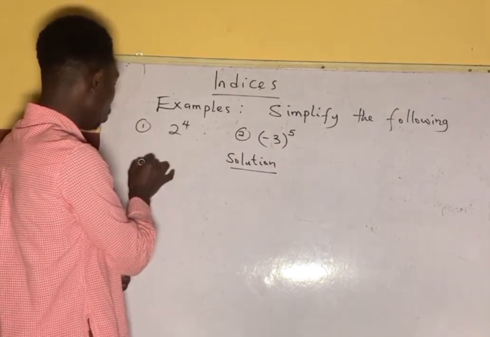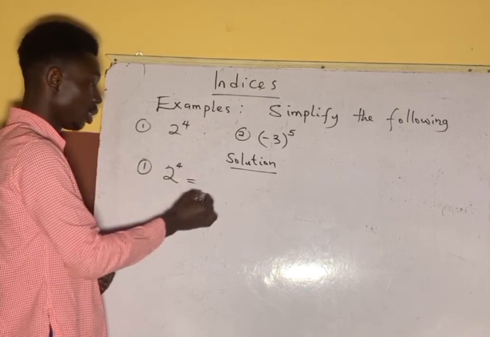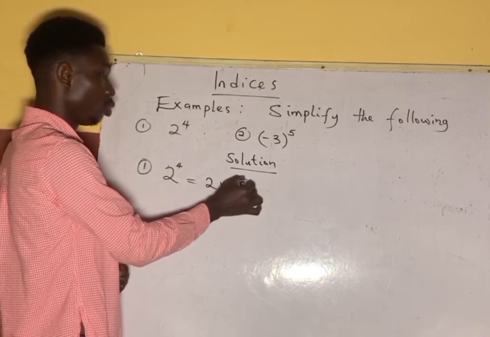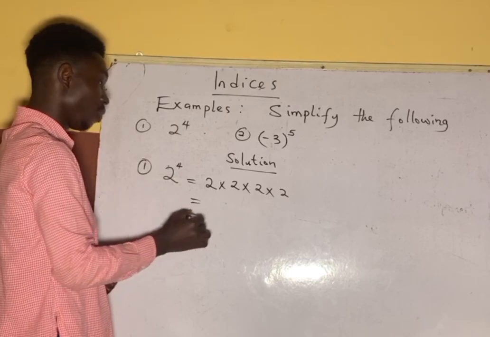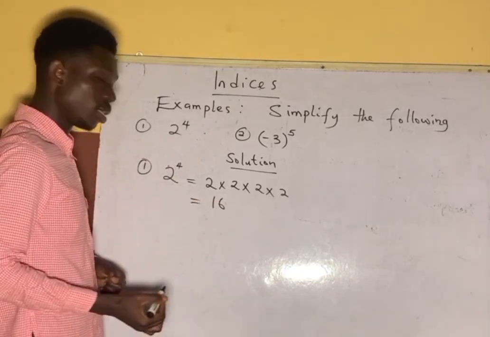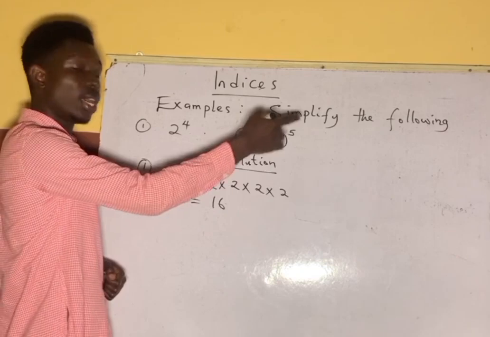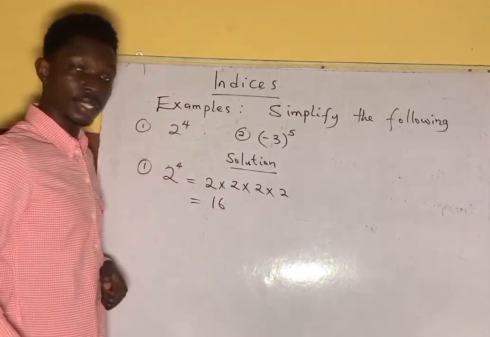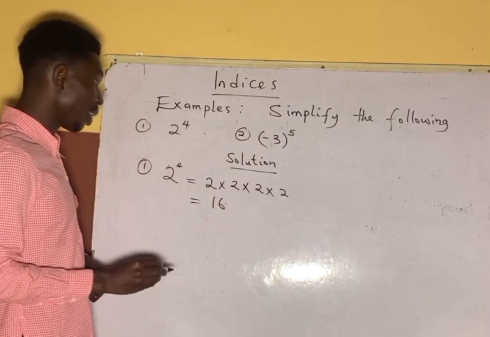Let's start with number 1. 2 raised to power 4, we already know that, and this is 2 times 2 times 2 times 2. And that's equal to 16. 2 times 2 is 4, times 2 is 8, and then times 2 is 16. Okay? So let's see how to simplify that.